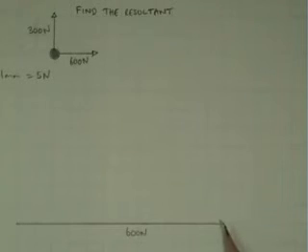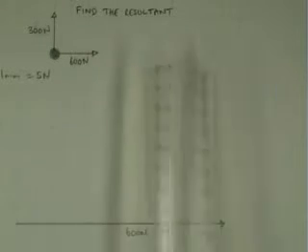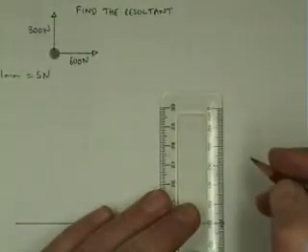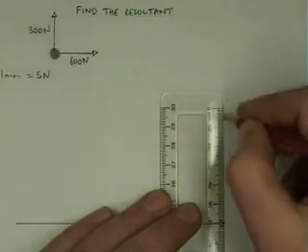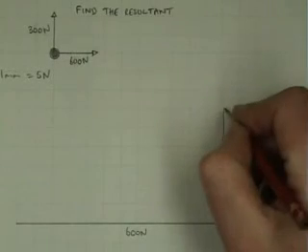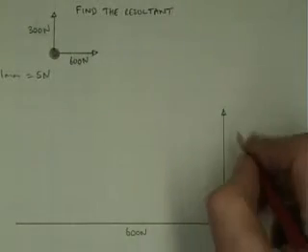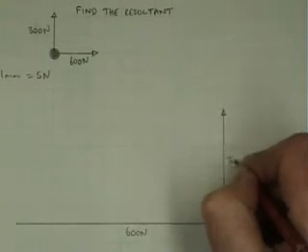Where the first arrow ends, that's where I draw the arrow to represent the second force, which is 300 newtons acting vertically. So I draw a line straight up, 300 newtons, 1 millimetre to 5 newtons, so I've got to draw it 60 millimetres long. Put the arrow on the end. There's my 300 newtons.